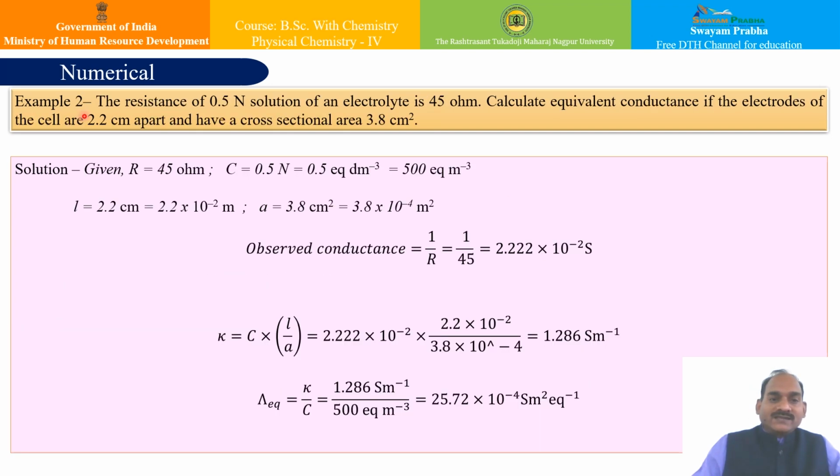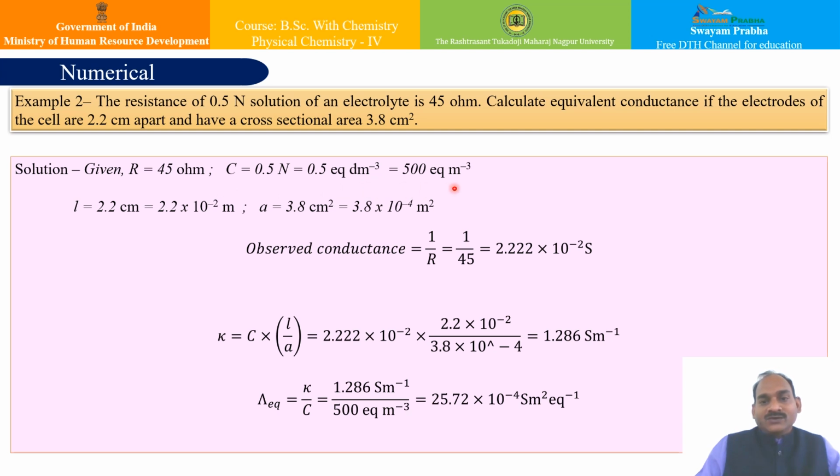Another example: the resistance of a 0.5 normal solution of an electrolyte is 45 ohms. Calculate the equivalent conductance if the electrodes of the cell are 2.2 centimeter apart and have a cross sectional area of 3.8 centimeter square. Again, a very simple numerical wherein we have been provided with the resistance R, that is 45 ohm. Concentration is given.